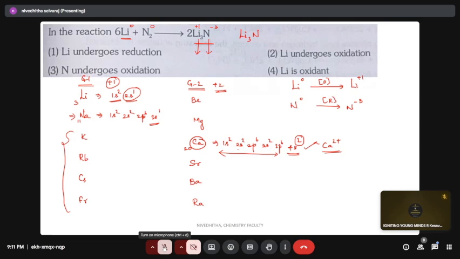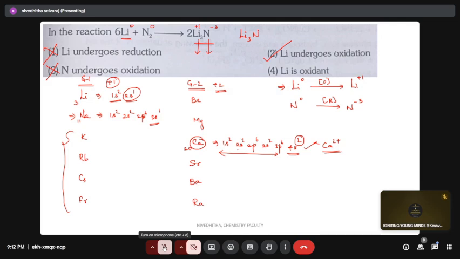Lithium undergoes oxidation. Yes. The first option says lithium undergoes reduction, but actually it is getting oxidized, so this is ruled out. And nitrogen is getting reduced, but here it is given as oxidation. This is also wrong. If a chemical species is getting oxidized, then it will be a good reducing agent. But here lithium is given as an oxidant, which is again a wrong statement. So the second option is right. You're getting my point?